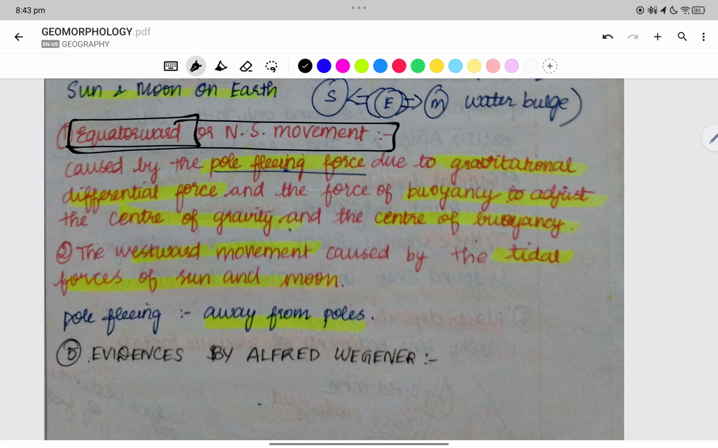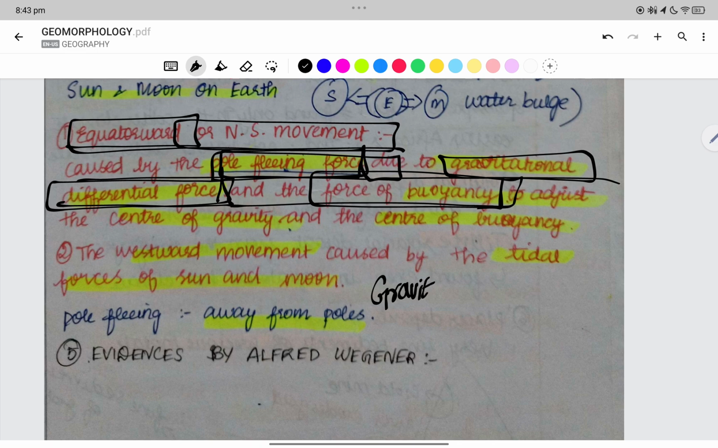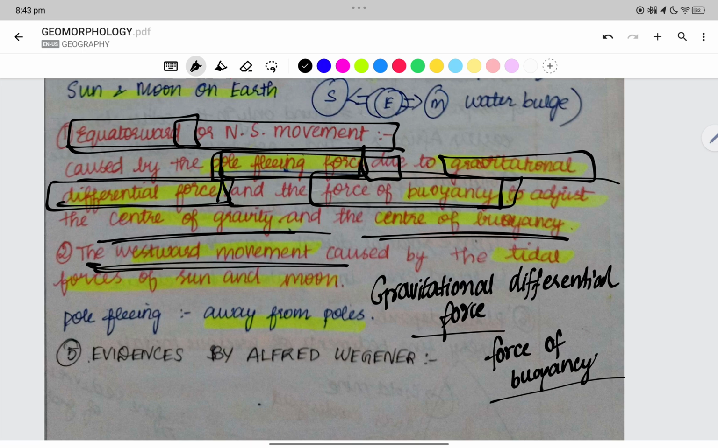The equatorward, north-south movement is caused by the pole fleeing force. The pole fleeing force is due to the gravitational differential force and the force of buoyancy, which adjusts the center of gravity and the center of buoyancy. The westward movement is caused by the tidal forces of the sun and the moon.